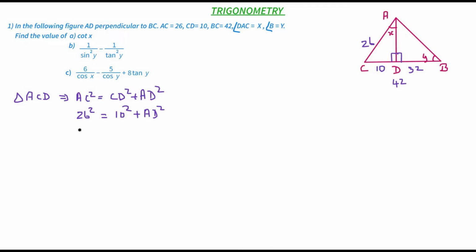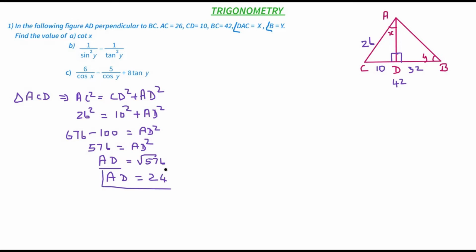Now what is 26 square? 26 square is 676. And this 10 square I'm bringing to the other side. Whenever a plus goes to the other side of the equation, it becomes a minus. So it is minus 100 equals AD square. Clear till here? Now 676 minus 100 is 576. 576 equals AD square. So now we know AD square. So AD is equal to the square root of 576. What is the square root of 576? Right, AD is equal to 24. Now we have got the value of AD, so let's write it here, 24.